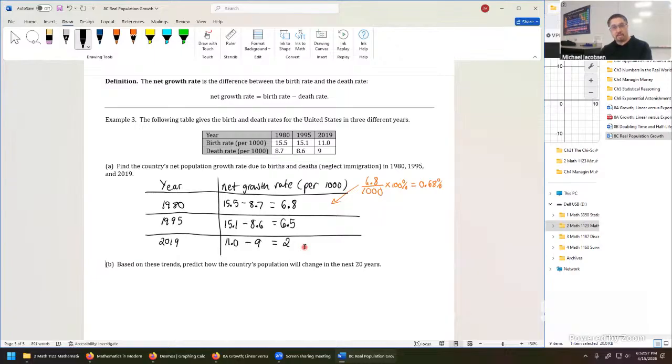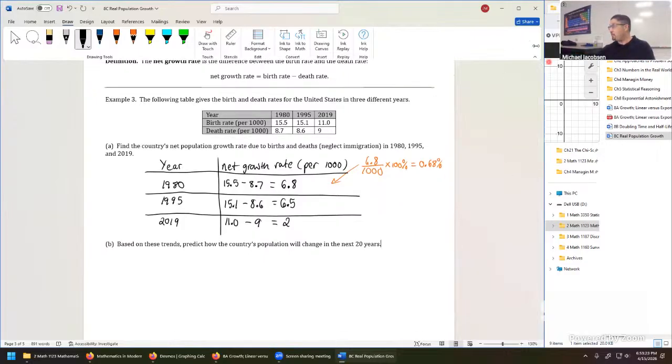Okay, next, part B is a really, really open-ended question. Predict how the country's population will change in the next 20 years. In my lab, it's easier because it's multiple choice. So I'm going to go for an answer that's similar to the ones that you'll see there in my lab. But if this was an exam question and you said anything that's correct based on the information given here, it's an acceptable answer. It's very open-ended.